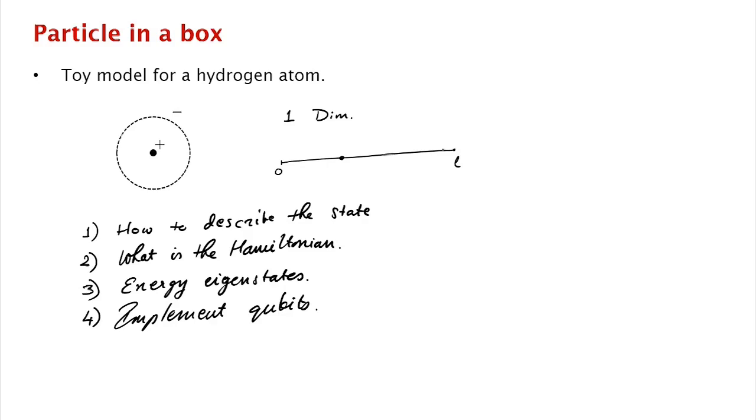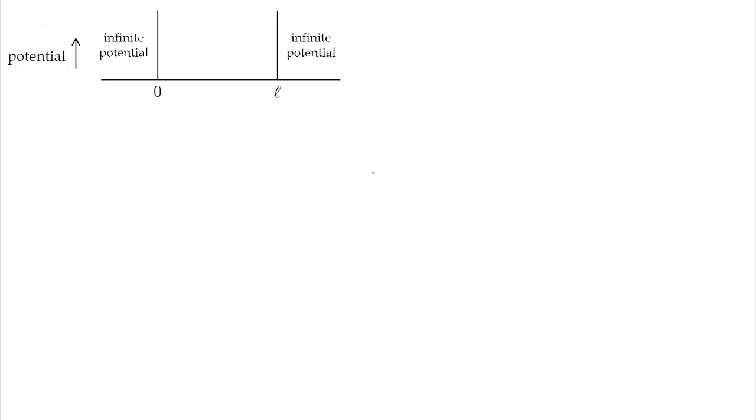We've understood how to describe the state of such a particle on a line. We understand what the Hamiltonian for a free particle looks like. Now let's try to understand the energy eigenstates, so we understand how the state of this particle evolves in time. There are two ways we can represent Schrödinger's equation once we confine the particle to being between 0 and L. One way is to say there's an infinite potential as soon as you go beyond L that prevents the particle from going there.